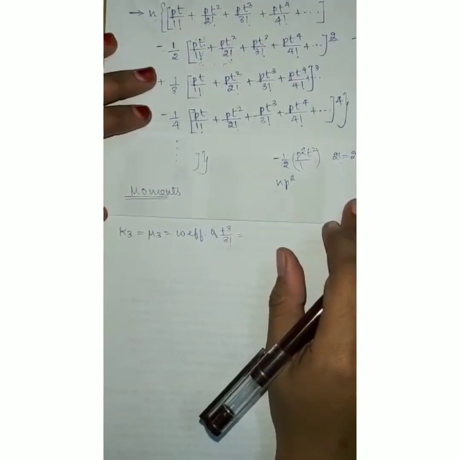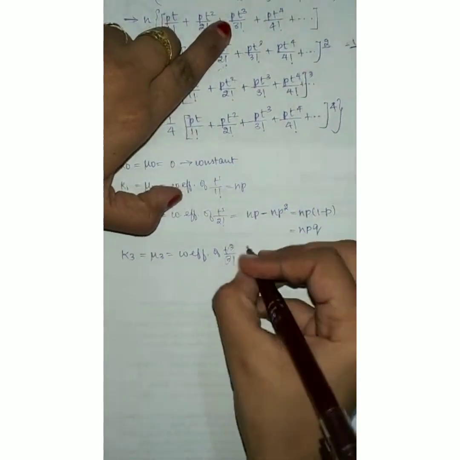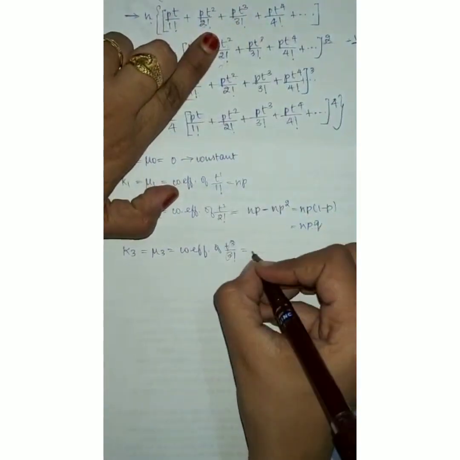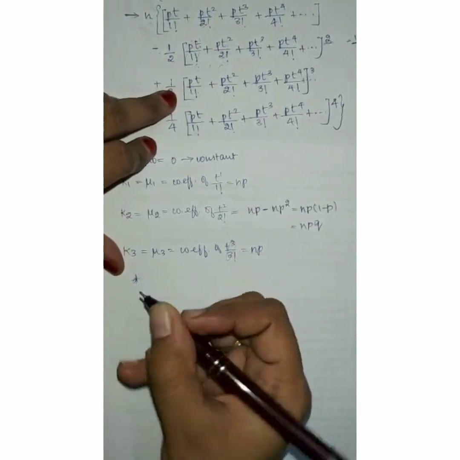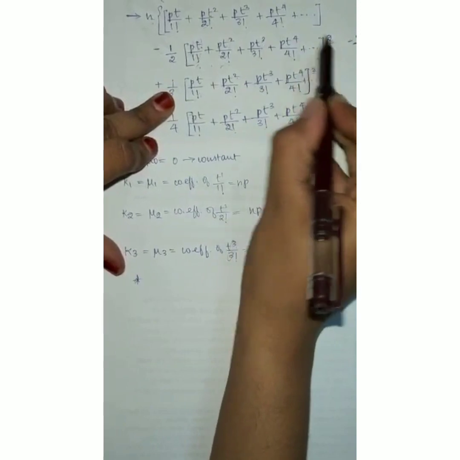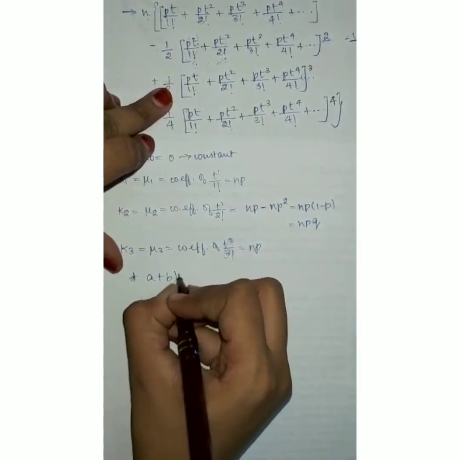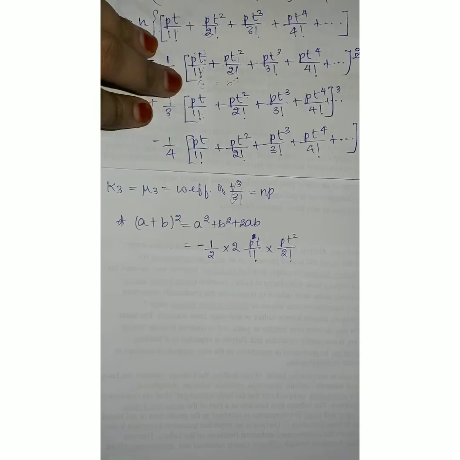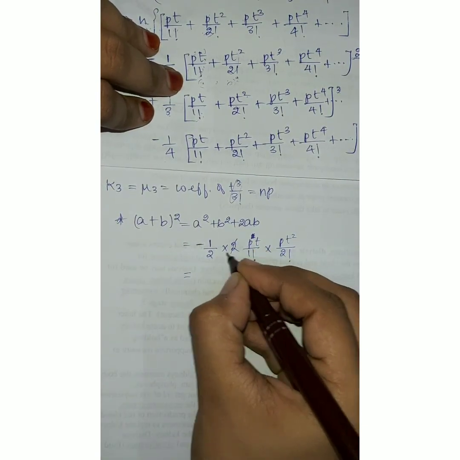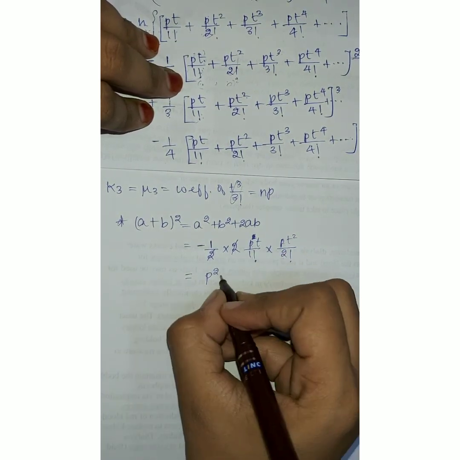Then similarly for k3, that is equal to mu 3, that is nothing but the coefficient of t cube by 3 factorial. Then from the first term, the coefficient of t cube by 3 is p, and combining with the n outside gives np. Then from the second term, as said earlier, when the square term gets inside, it is not applicable. So using the a plus b whole square formula, now considering 2ab as it gives you t cube.